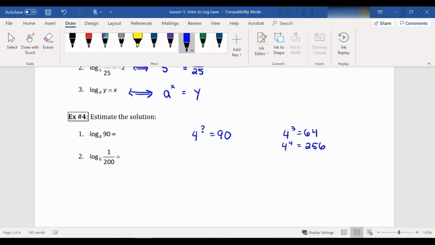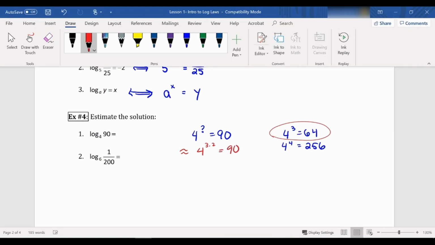So first, what are we closer to? Well, we're closer to 4 cubed. So we know that this isn't 4 cubed because this doesn't equal 64. It equals 90. So it would be a little bit bigger than 4 cubed. But it's definitely closer to 4 cubed than it is to 4 to the power of 4. So we could say approximately 4 to the power of maybe 3.2 is equal to 90.